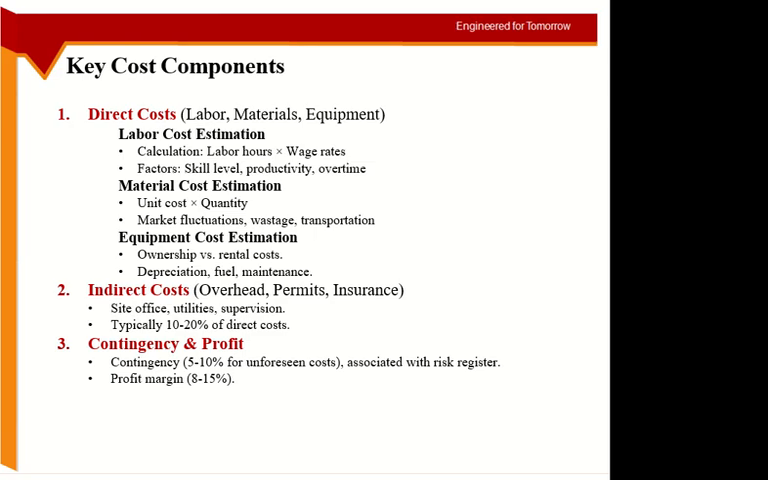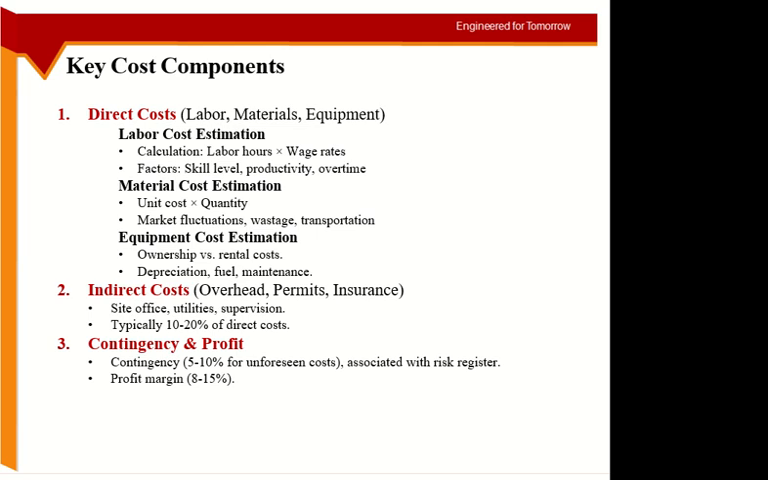And the overheads are usually 10 to 20% of the direct cost. So we may not calculate the overheads in detail like we do for the direct costs. Direct costs are usually more detailed, more accurate. Indirect costs and contingencies are usually just added as percentages. Okay, so you can see the percentages here.